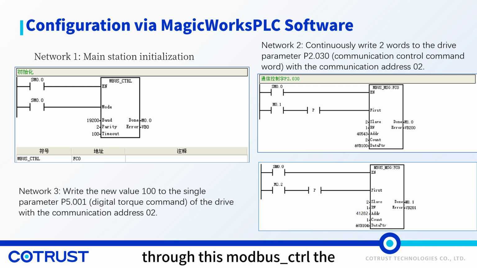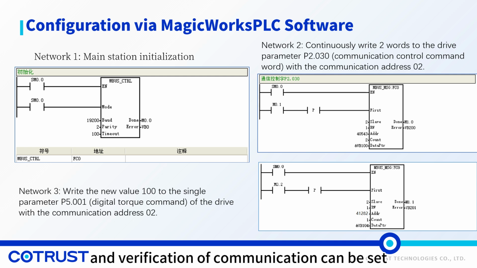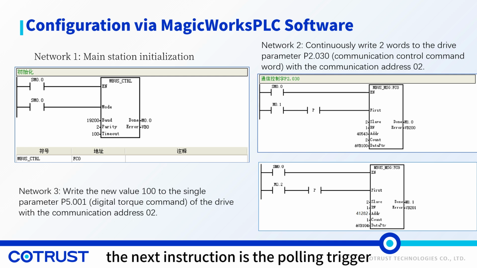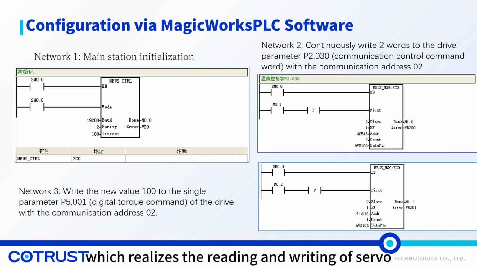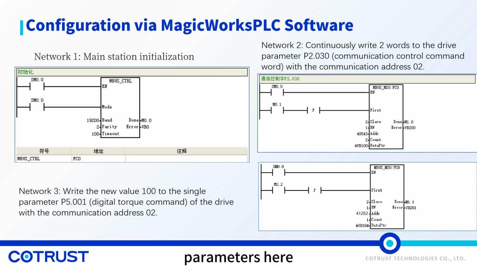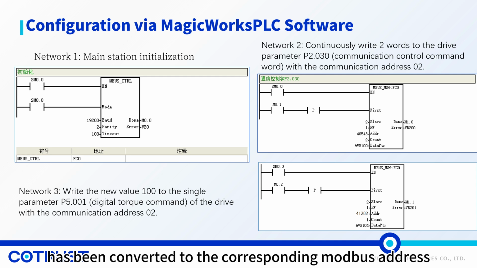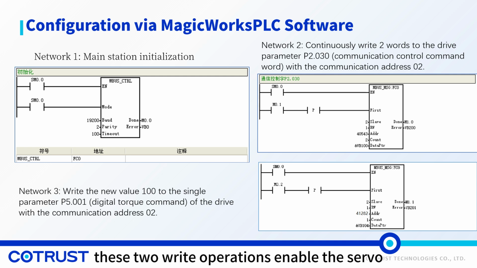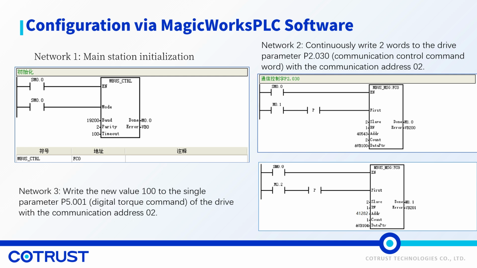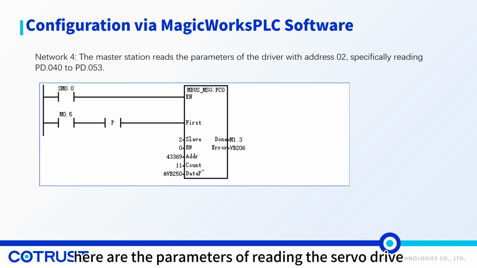Through this Modbus_CTRL instruction, the master station can be initialized, and parameters such as baud rate and verification of communication can be set. The next instruction is the polling trigger for parameter reading and writing, which realizes the reading and writing of servo parameters. Here, the parameter address has been converted to the corresponding Modbus address. These two write operations enable the servo and write the given torque to the servo. Here are the parameters of reading the servo drive.